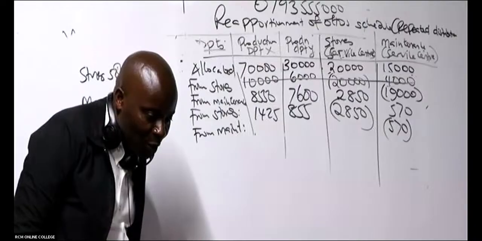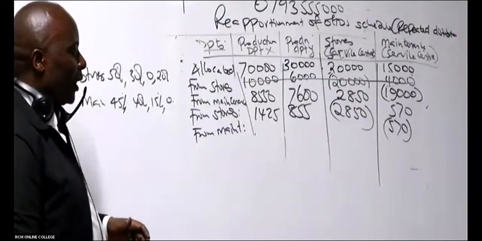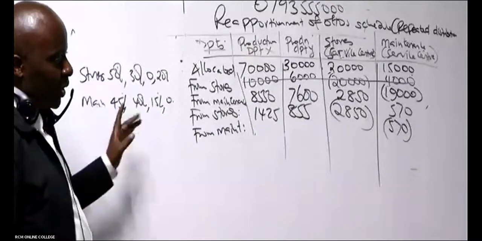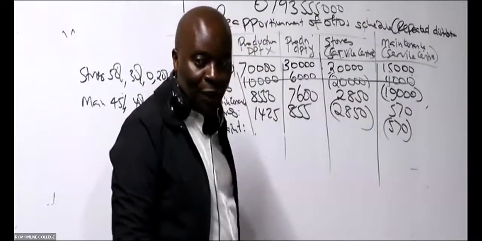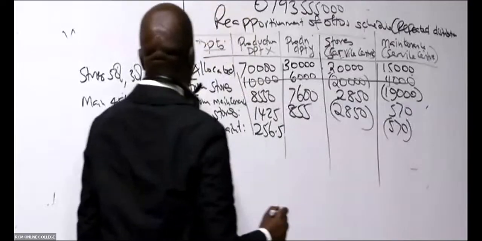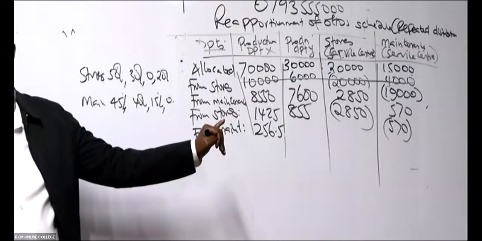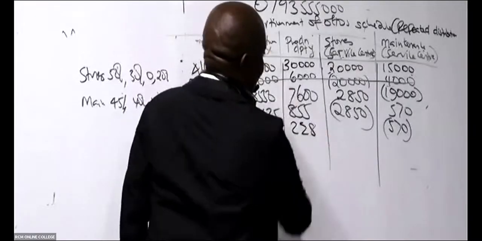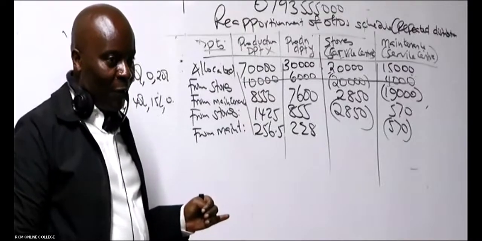Thank you so much. Great. So remember now it is from maintenance and you have the percentages from maintenance, isn't it? So 45% of 570 gives me how much? 256.5. You guys are brilliant. Then 0.4 times that is 228. So we have here 228. And then we have 15% of 570, 85.5.